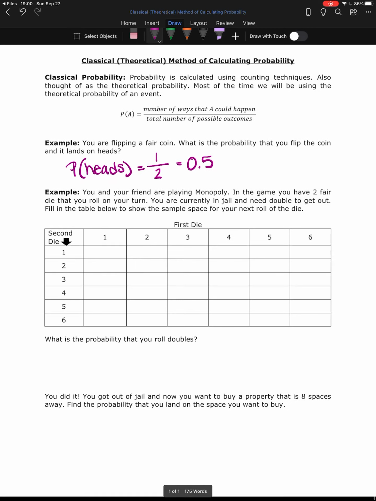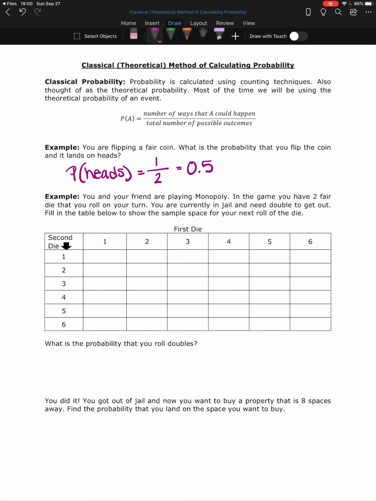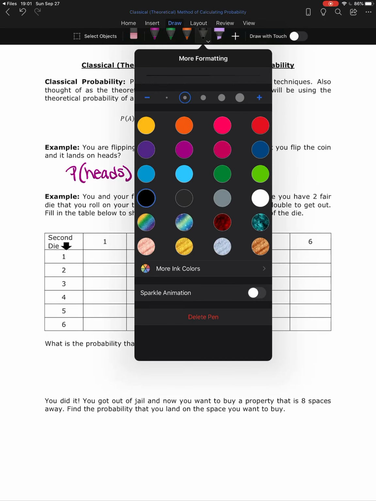So let's look at a little more complex of an example. You and your friend are playing Monopoly. In this game, you have 2 fair die that you roll on your turn. You are currently in jail and need doubles to get out. Fill in the table to show the sample space for your next roll of the die. So remember, the sample space is a list of all possible outcomes. For this one, I went ahead and put it in a table to help us organize it a little bit better. And actually, I don't want that pen color. I want blue.